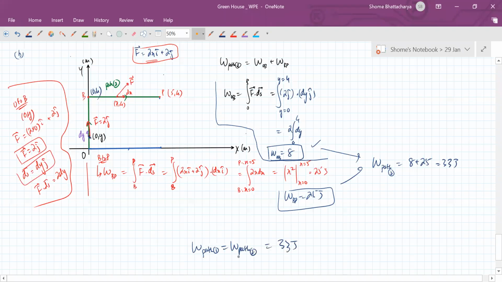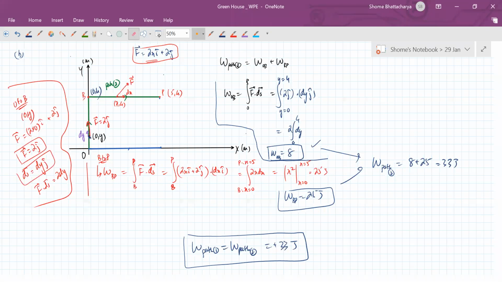Okay, so this doesn't guarantee it's a conservative force, because for a conservative force we have to show that this is not a coincidence. It should always happen this way. Whatever path we take, it should give us 33 joules. So there's still some work to do before we can show that it's a conservative force. But so far what we have shown is that in these two paths, the work done is the same. So this is the first part of the question.